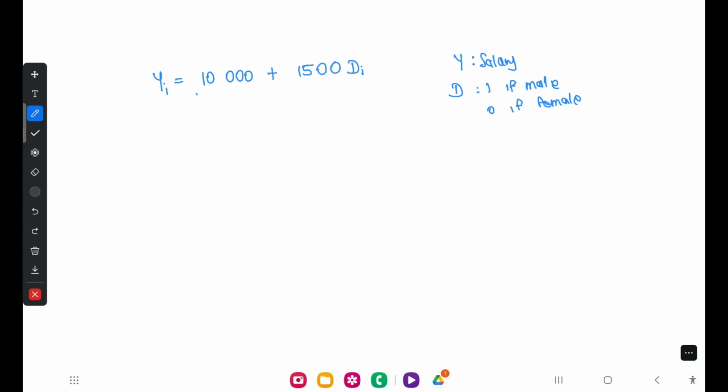So here we have y equals 10,000 plus 1,500 D. D is our dummy variable. If it's a female, we consider it as 0, and if it's a male, we put 1. And y indicates the salary. Now, in case this was a female, how do we find the salary of this person?